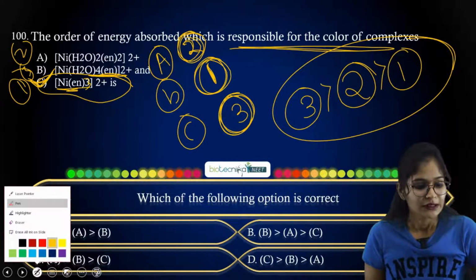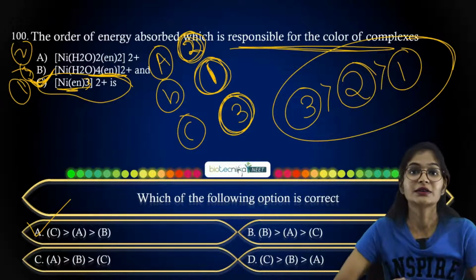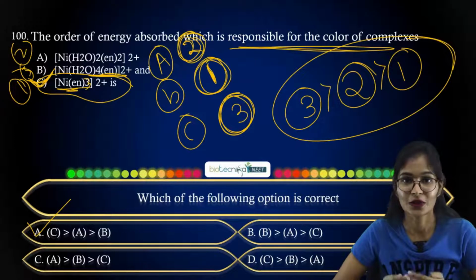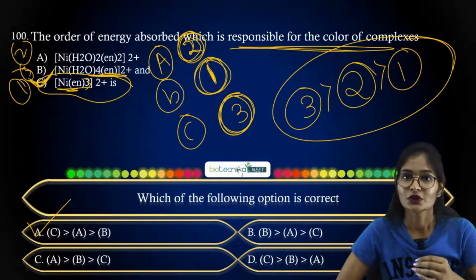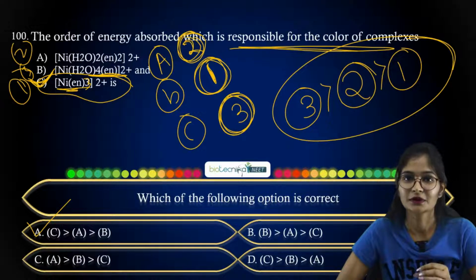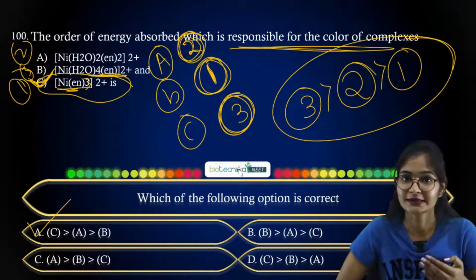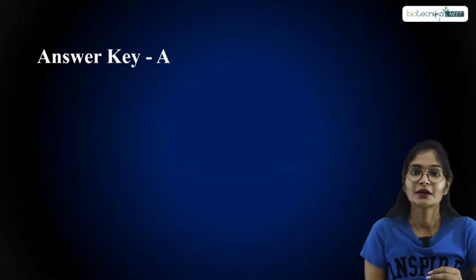In case of the spectrochemical series also, whenever you consider the weak ligand and strong ligand field series, there also ethylene diamine comes first, then water. We already know that water is a weak field ligand. That's why it will not affect the color of the complex that much compared to a strong field ligand, that is ethylene diamine. So with this, I'm going to end my session.